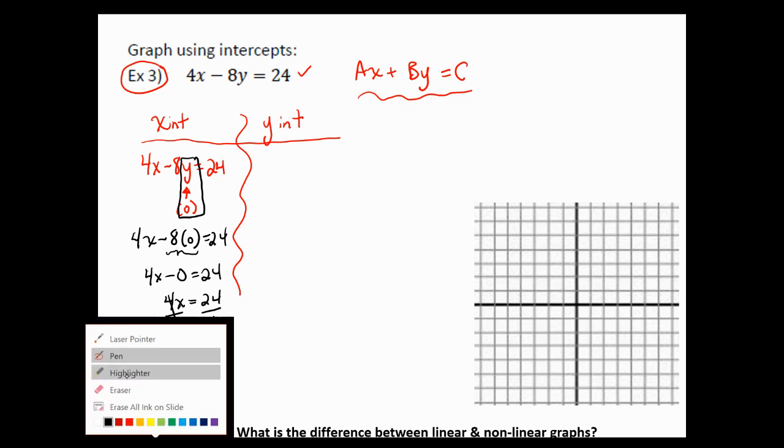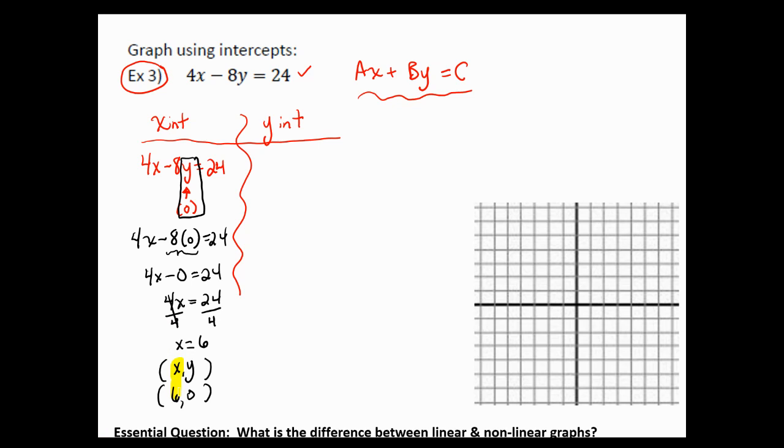And I got to make sure you get in the right spot. So the x-intercept is at 6. So when you plot it, you go on the x-axis to 6. 1, 2, 3, 4, 5, 6, and make the dot.